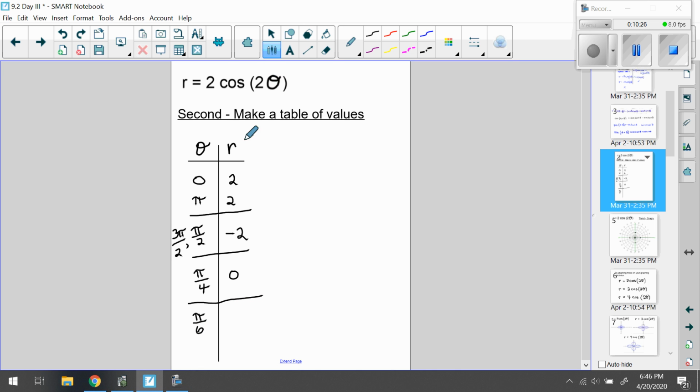The reason I like pi over 6 is because, again, I'm not actually finding the cosine of pi over 6. I'm doubling that. So I'm finding the cosine of pi over 3. And that's a really friendly number, 1/2. And so I'll have a half times 2. So I'm going to get it looks like a 2 here. No, take that back. Half times 2 is 1. There we go.